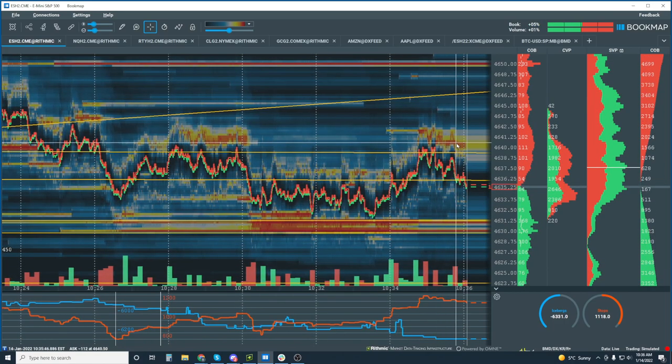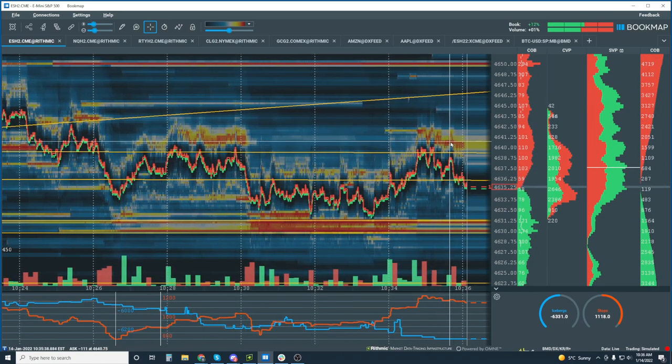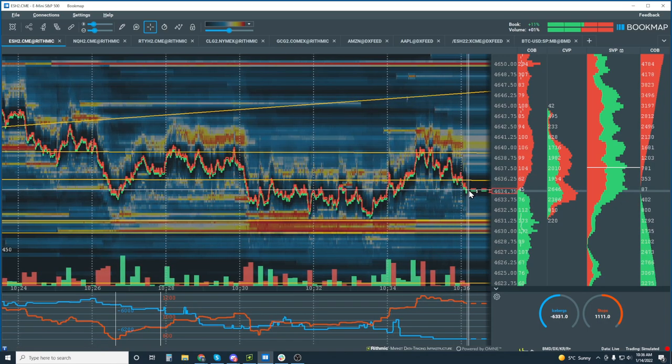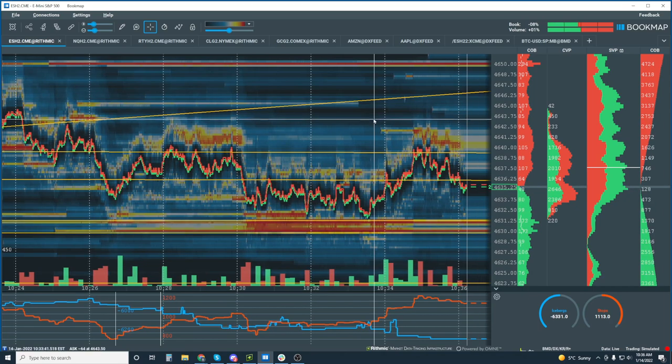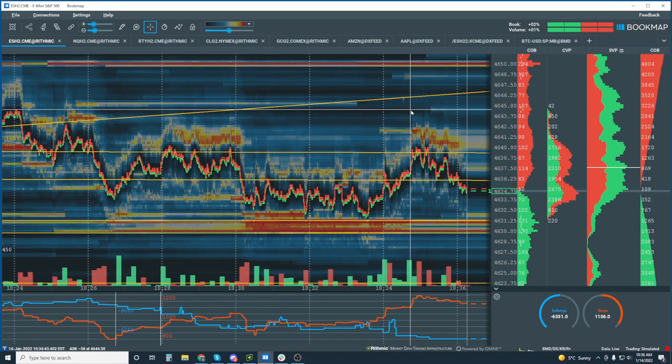Okay, they're coming in again. See them coming in again? Okay, there's our imbalance in the order book. Let's see if sellers now can trade it right back down into 30 and 31. Okay, looking for it.